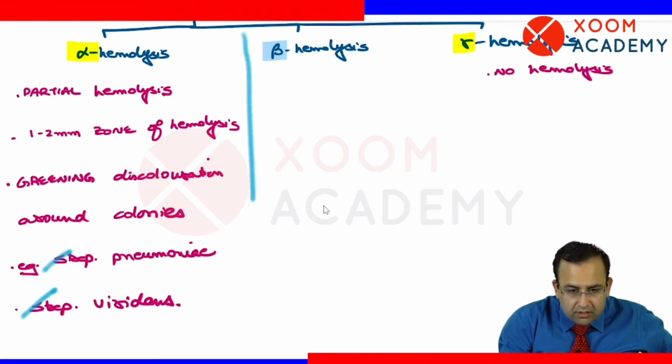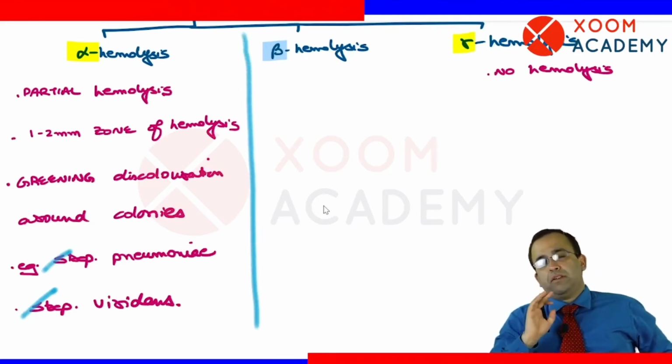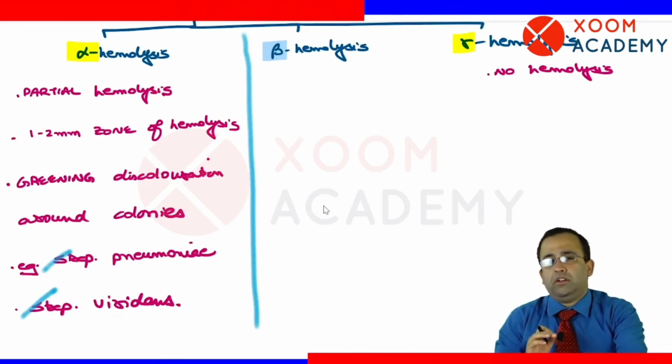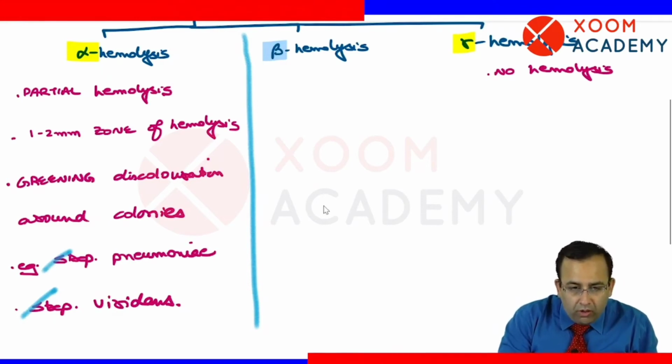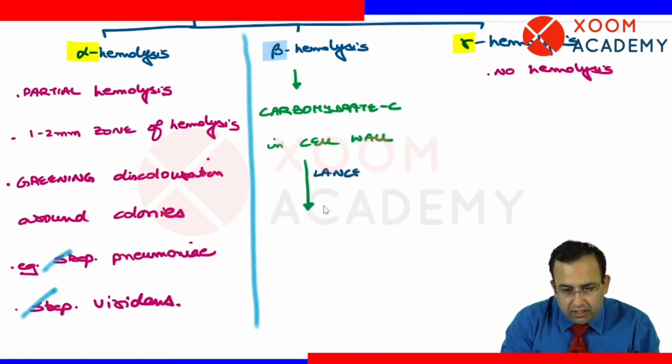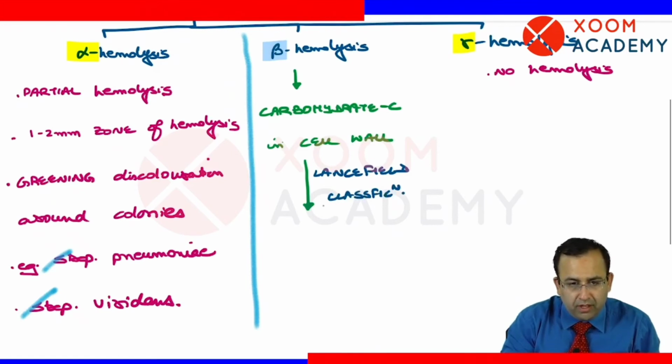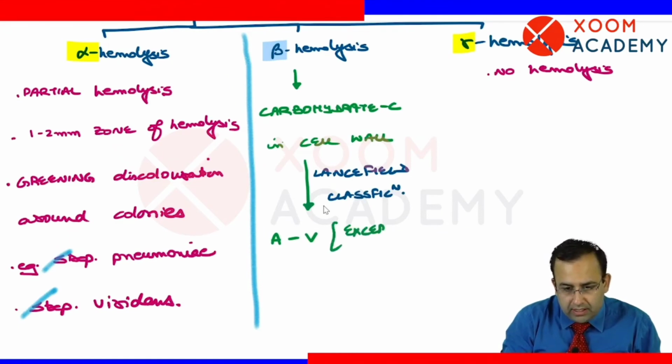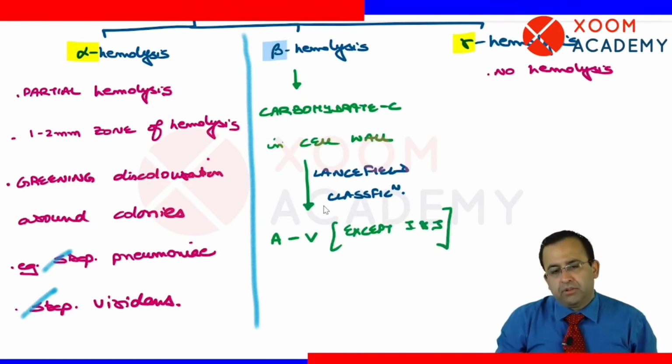Next point. This gets us to our main category of streptococci, the beta hemolytic streptococci. Very, very important. They show complete hemolysis. Now, on the basis of carbohydrate C in the cell wall, beta hemolytic streptococci are divided by the Lancefield classification into A to V, except I and J.